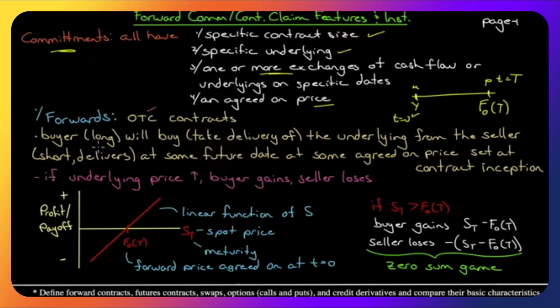In OTC contracts, the buyer, which we denote as having the long position, will buy or take delivery of the underlying from the seller, who we say has a short position and is responsible for delivering the underlying, at some future date, at some agreed on price set at contract inception. If the underlying price increases, the buyer gains, the seller loses. So let's think about that for a minute. Let's see if we can see it in our head without having to look at equations and charts.